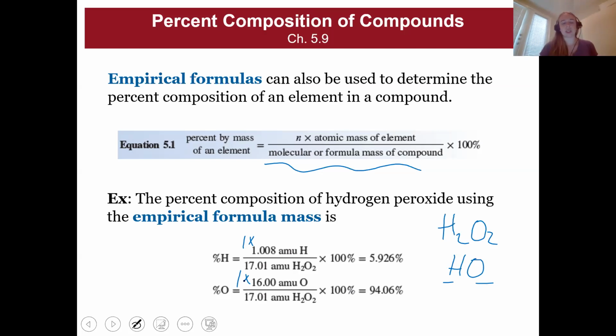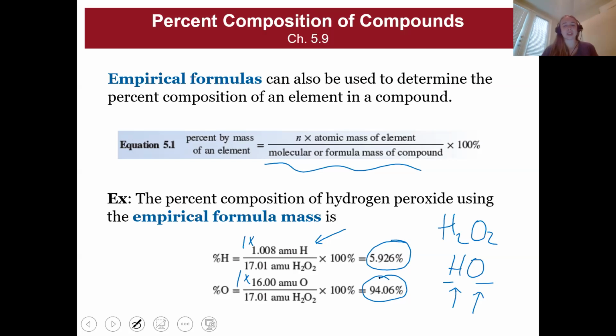So it's just 1 hydrogen atomic mass divided by the formula mass, which is not 34, but is instead 17, because we've got 1 from hydrogen and 16 from oxygen, so that's 17 AMUs, is the empirical formula mass for hydrogen peroxide. So 1 divided by 17 actually gives you the exact same percent that we had before. So 5.926% hydrogen and 94.06% oxygen. So you can do it either way, you'll get the same answer.